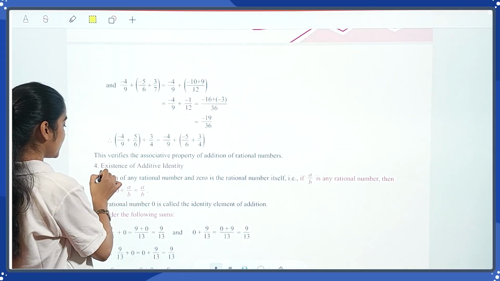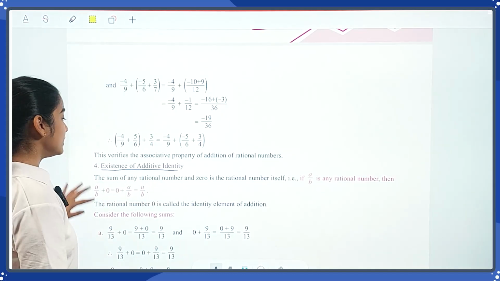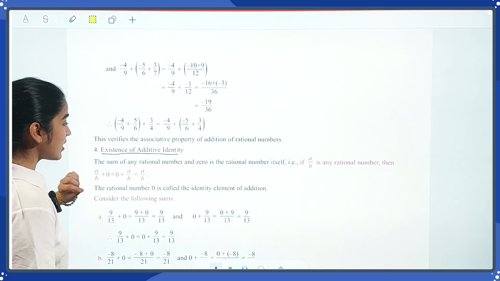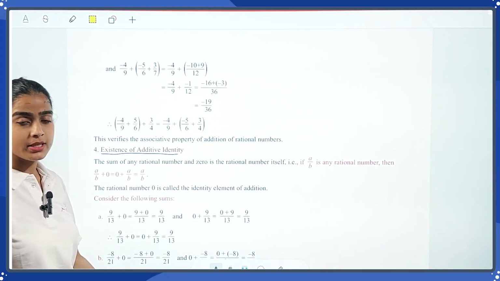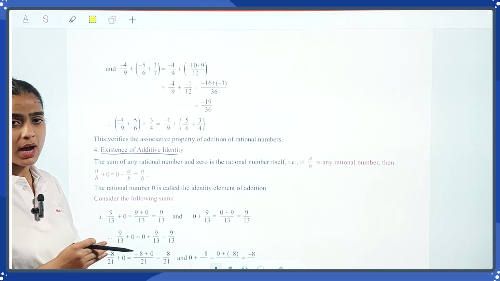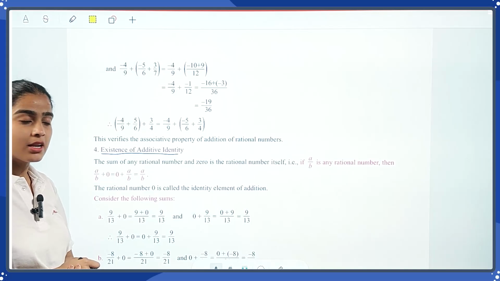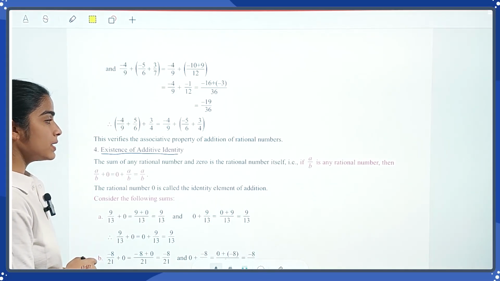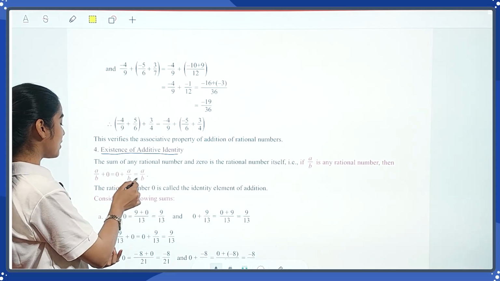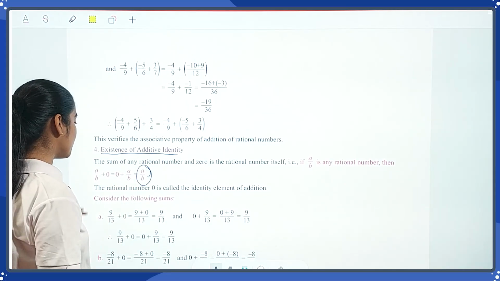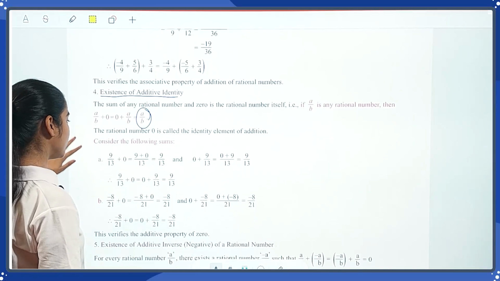Now the fourth property is existence of additive identity. The sum of any rational number and 0 is the rational number itself. It means that if we have a rational number and we add 0 to it, the result will be the same rational number only. So if a by b is any rational number, then a by b plus 0 is equal to 0 plus a by b, which is the same rational number. 0 is called the identity element of addition.